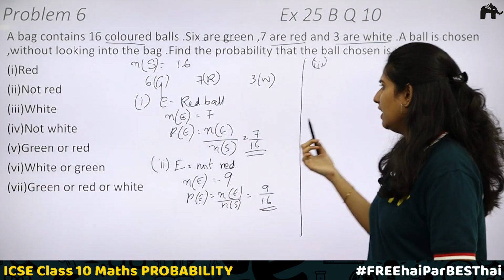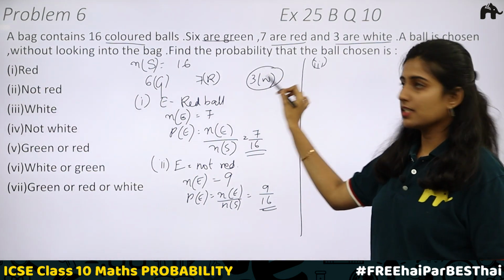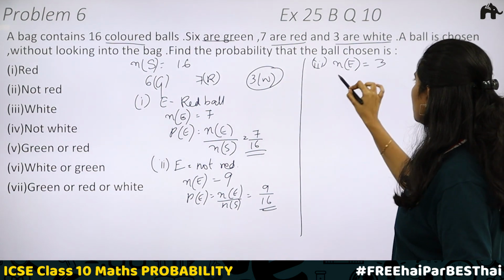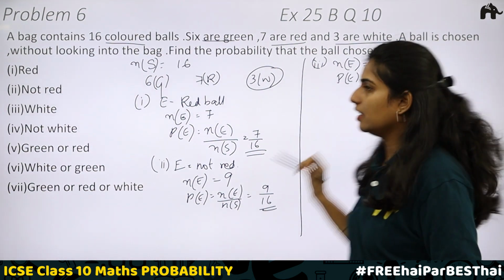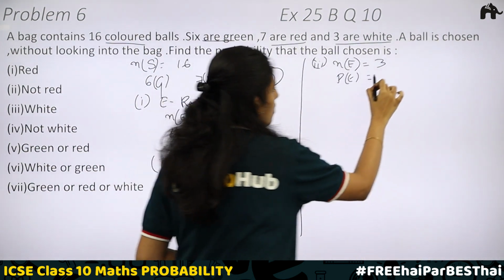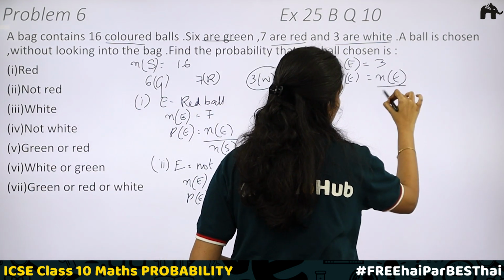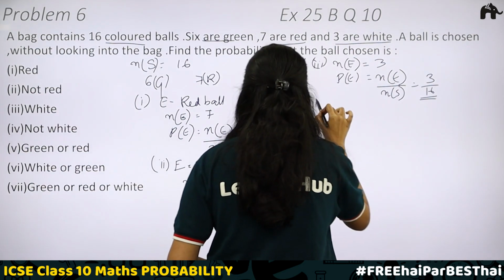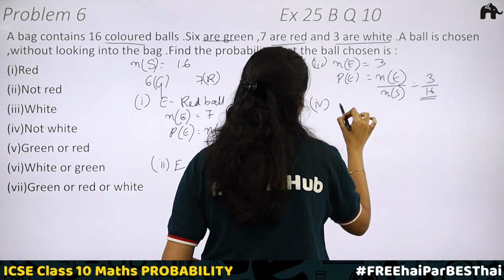Okay. Next, the third one, white balls. Very easy, right? We have just 3 white balls. Therefore, number of outcomes favorable to the event is 3. Probability of the event will be equal to number of outcomes favorable to the event divided by total number of outcomes, 3 by 16.